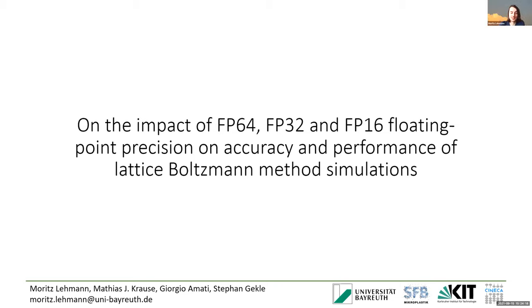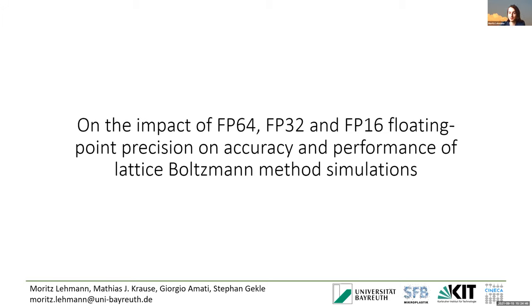So my name is Moritz Lehmann. I'm a PhD candidate at the SFB Microplastics at the University of Bayreuth. And after this 20-minute talk, you will be able to change maybe 15 lines of code in your existing GPU Lattice Boltzmann implementation, and then it will run twice as fast and only consume half as much memory. It sounds like magic, but it actually works with some caveats. I will go to them in detail.